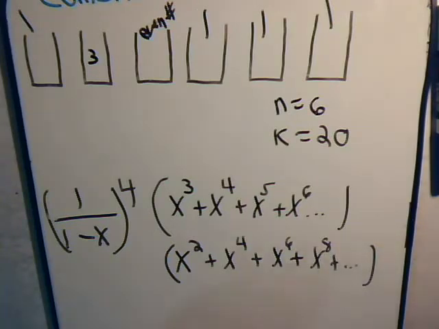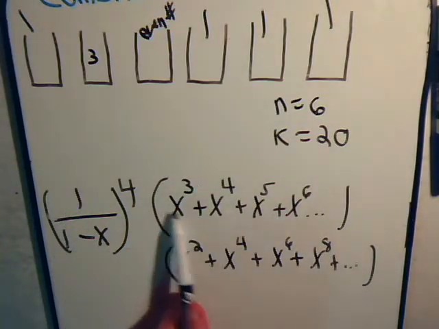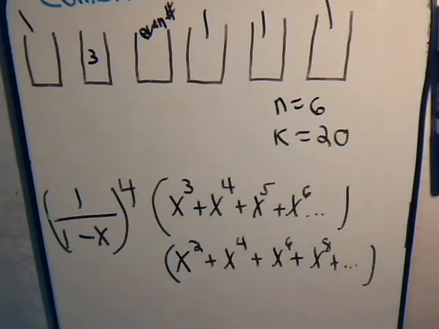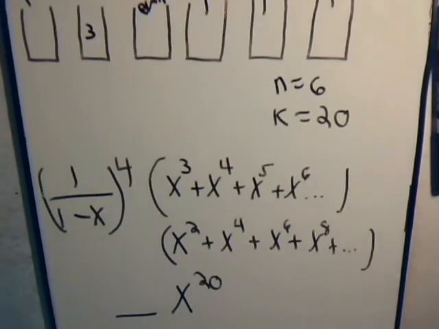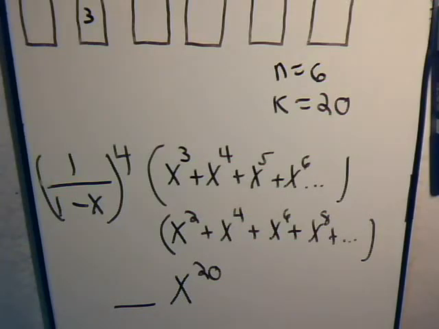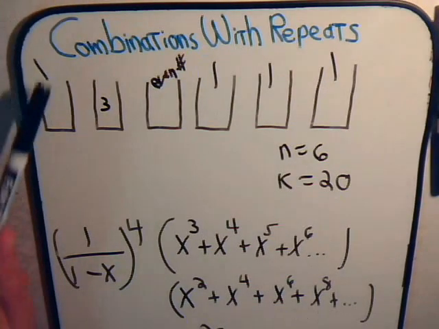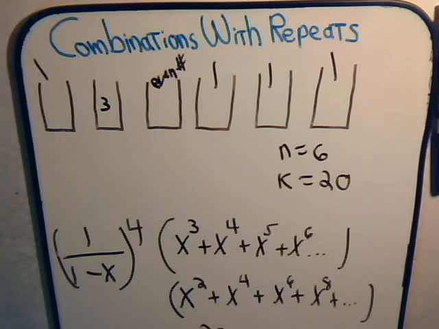Now we have to multiply these together and then find the coefficient of x to the 20. And that's going to be more difficult than what we did before, but again, in future videos, we'll learn how to handle this situation. What we're trying to do right now is just demonstrate how powerful generating functions are in solving these combination problems with repeats. And again, in future videos, we'll have some specific examples where we'll cover it in more detail.